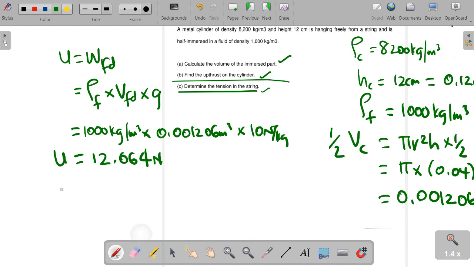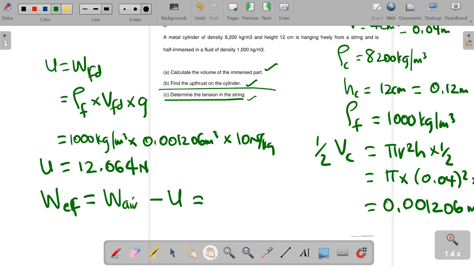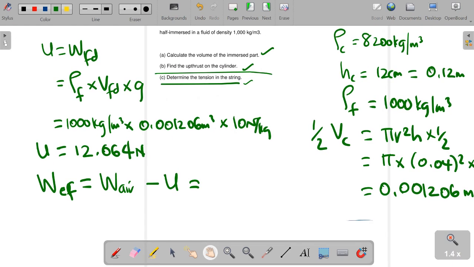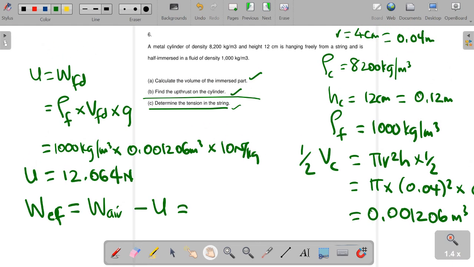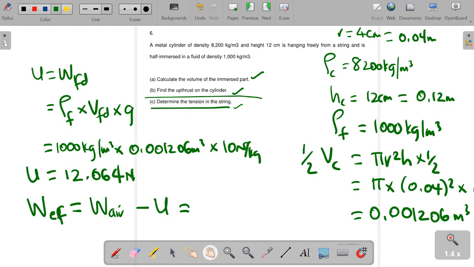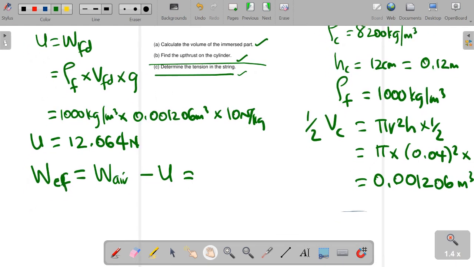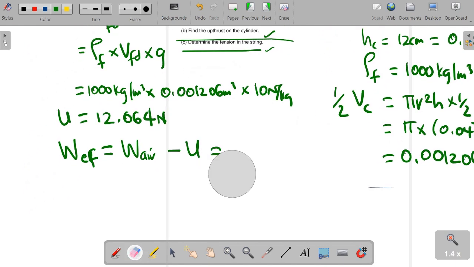So we know that the weight of the cylinder in the fluid will be equal to the weight of the cylinder in air minus earth thrust. We know this from the earth thrust formula. Now, do we know the weight of the cylinder in air? What we have been given is the density, and we can find the volume. So before we do anything else, let's find the weight in air.